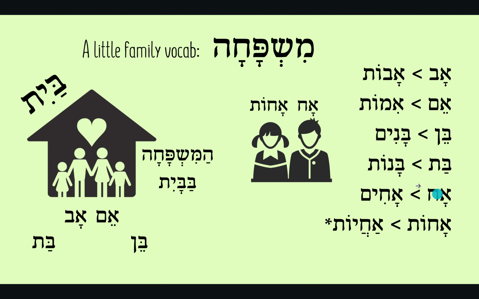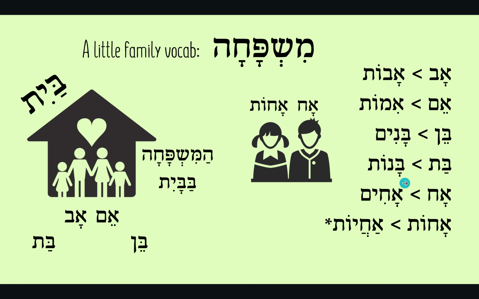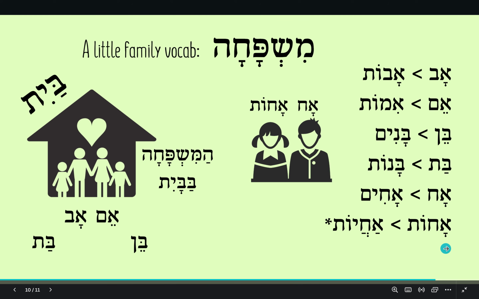Ach, brother, achim, brothers. Hine matov shevet achim gam yachad. Behold how good it is for brothers to dwell together. Or siblings. Achim can mean siblings of various genders. Achot is sister, one sister. Achayot is sisters.